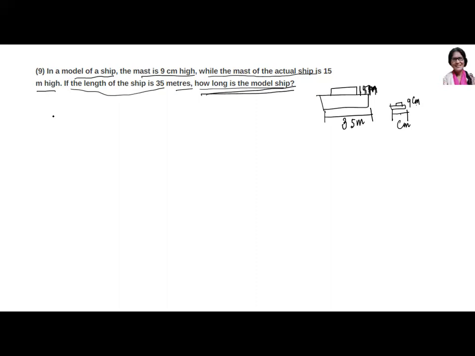Okay. So the answer statement started. Let the length of the model ship be X centimeter. Because when we are making a model, if the mast is in centimeter, the length will also be in centimeter. That's why. Now coming to your model, actual ship.